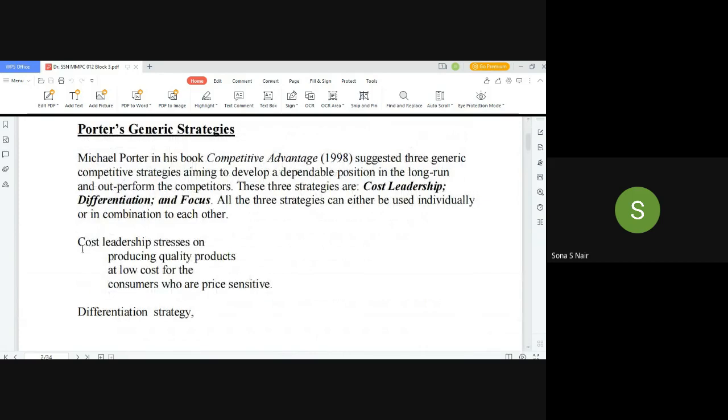So, what is the cost leadership strategy all about? The cost leadership strategy focuses on producing quality products. Now, it is not quality products. I could make this change here. When you say quality product, what comes to our mind? We talk of the extremely good quality product. No, cost leadership stresses on producing acceptable products, which are generally accepted by people, at low cost for the customers who are price sensitive. So this is one generic strategy.